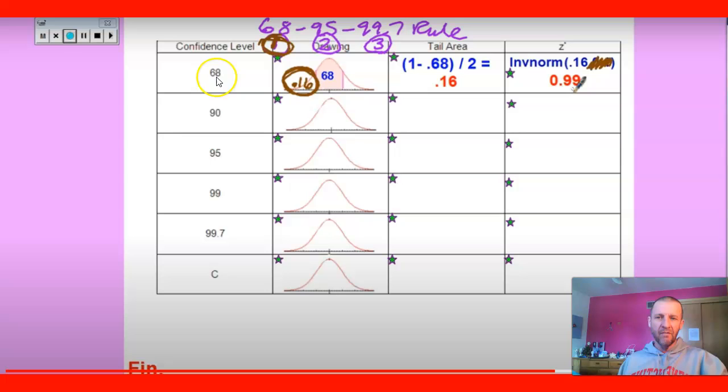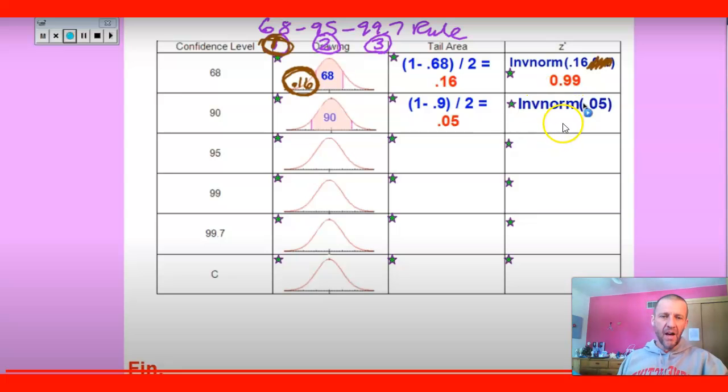Again, you would never go with that low of a confidence level, right? But the process is the same. If you want 90%, how much is in this tail right down here? 10% in the 2 tails, half of that is 5%. Inverse norm using 0.05, it tells you this should be more than 1 standard deviation, but not quite 2. How about 1.645? Z star for 90% would be 1.645.